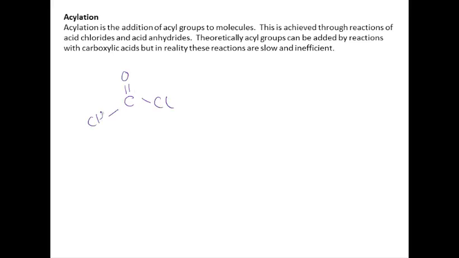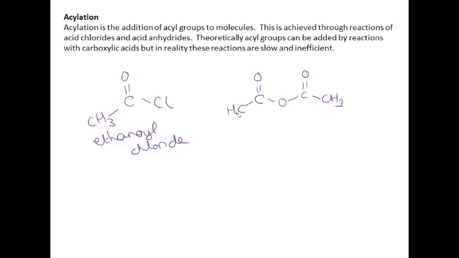This is an acid chloride, it's got 2 carbons, so this is ethanoyl chloride. And this here is ethanoic anhydride.